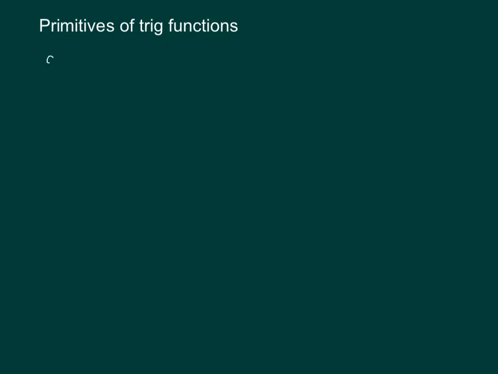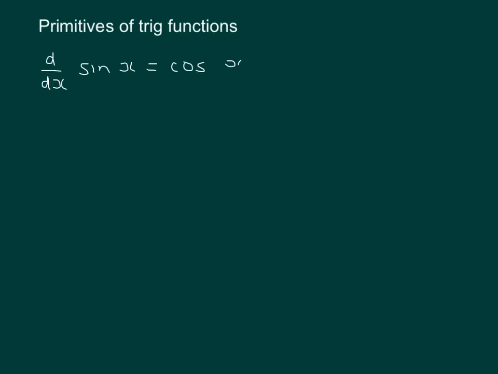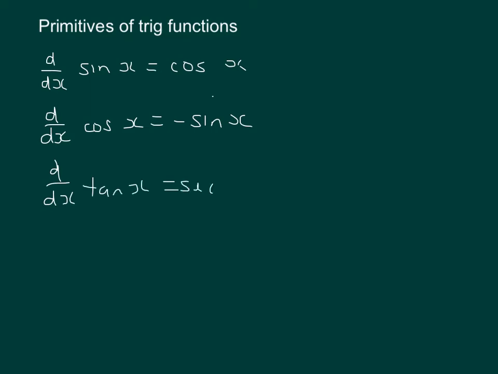We know that the derivative of sine x is cos x. We know the derivative of cos is nearly the same. It's a minus sign. And the derivative of tan x is sec squared x. So now we need to be able to go in reverse.